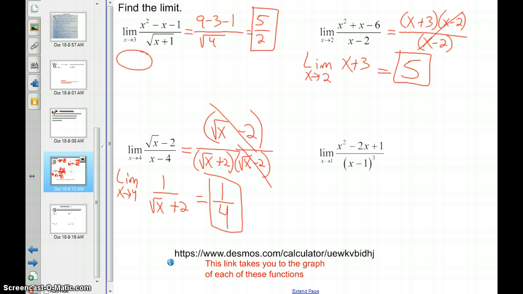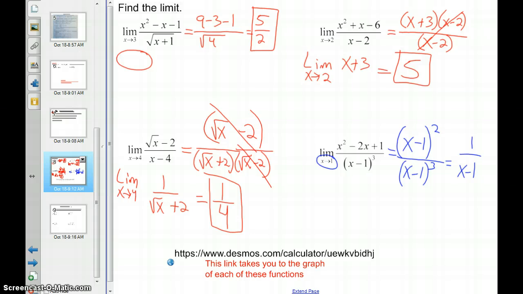All right, on the last one, this does factor: x minus 1 squared over x minus 1 cubed. When we simplify this, we're going to have 1 over x minus 1. So now when we try to plug in the value of 1 for x, as x approaches 1, we're still getting 1 over 0. So even though we simplified it, we still can't plug in the x value of 1.